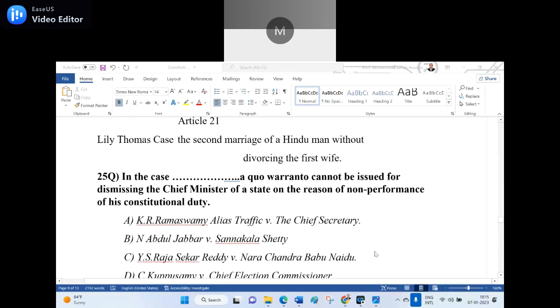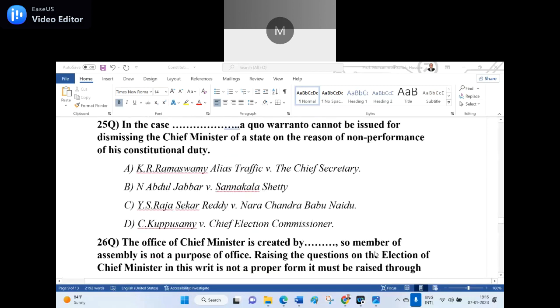Okay. The 25th question. In the case dash, a quo warranto cannot be issued for dismissing the chief minister of a state on the reason of non-performance of his constitutional duty. A, K.R. Ramaswamy alias Traffic versus the Chief Secretary. B, N. Abdul Jabbar versus Sunnakala Shetty. C, Y.S. Rajshekar Reddy versus Nara Chandrababu Naidu. D, C. Kuppuswamy versus Chief Election Commissioner. It is an easy question, not that tough. D answer is right. It is D, sir. Y.S. Rajashekar Reddy versus Nara Chandrababu Naidu case law.